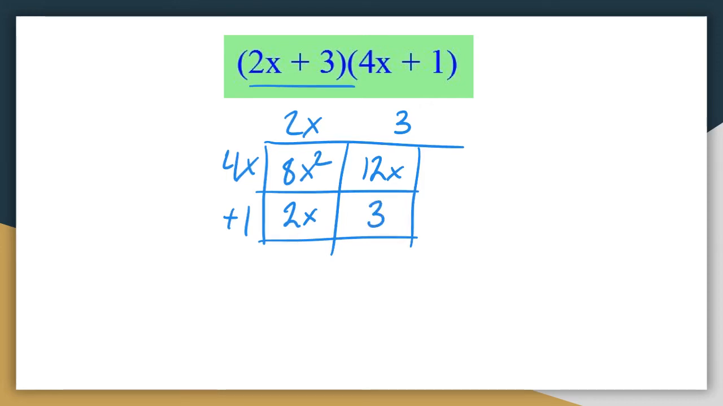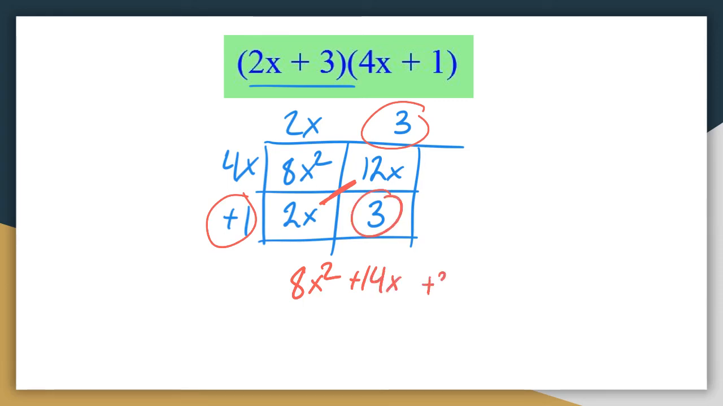Be careful. Sometimes this process, although it's mostly just multiplication, people will forget and they'll say, oh, 3 times 1 we get 4. Careful, don't add, we're multiplying here. So we end up with 8x squared. These two combine to give us 14x, and then we're left with just 3. This should be your answer.